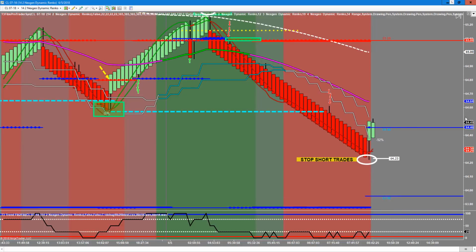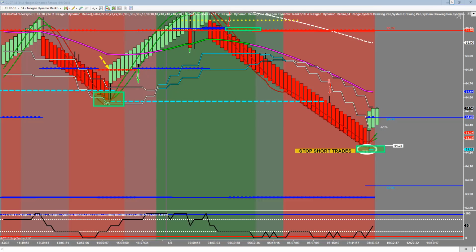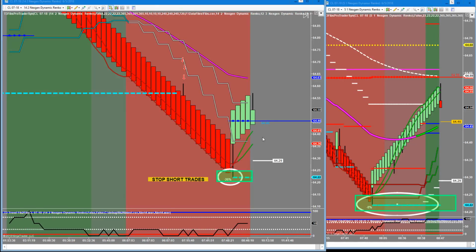If not, we'll wait for them to roll back down and we'll go short again. So again, it's one of these situations where the rules say stop doing shorts, and then we'll see if we actually get a long trade out of it.